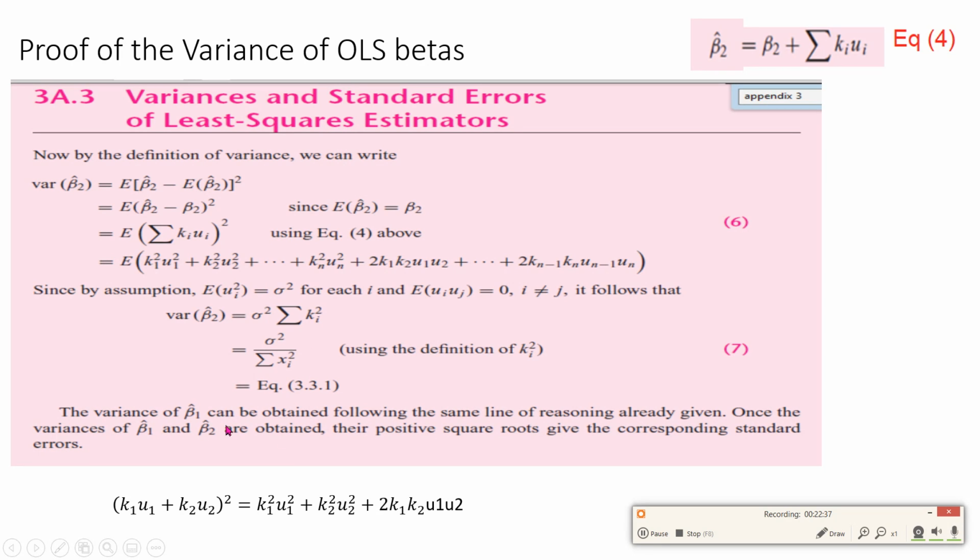Similarly, we can find the variance of beta 1 hat as well, which I leave to you to try, based on the concepts and the algebraic details that you have learned so far. You can easily derive the variance of beta 1 hat, that is, the intercept of the OLS.